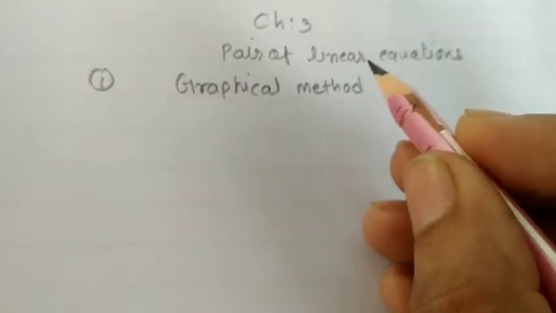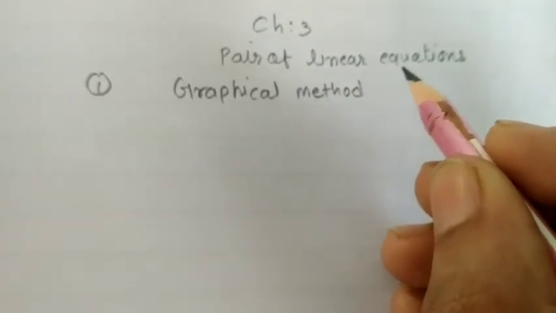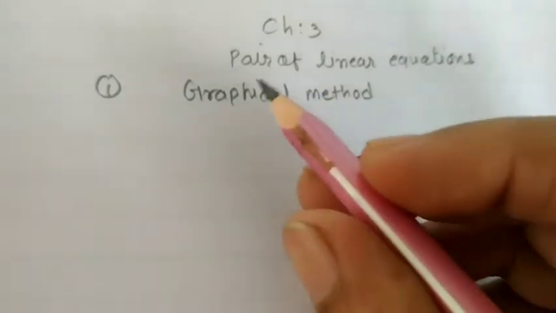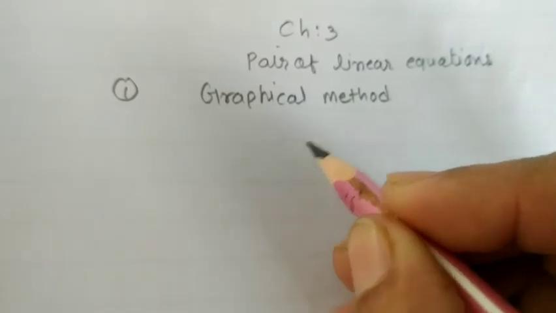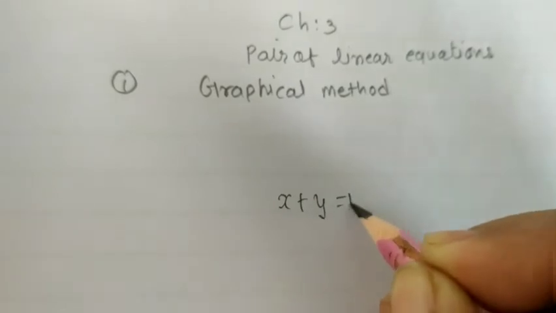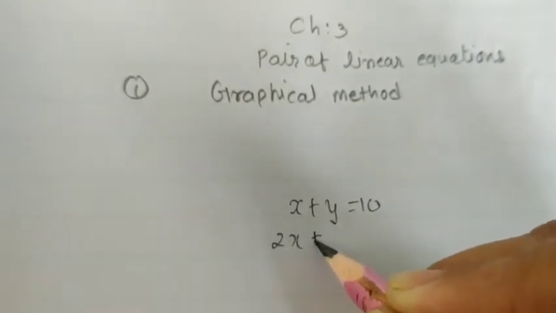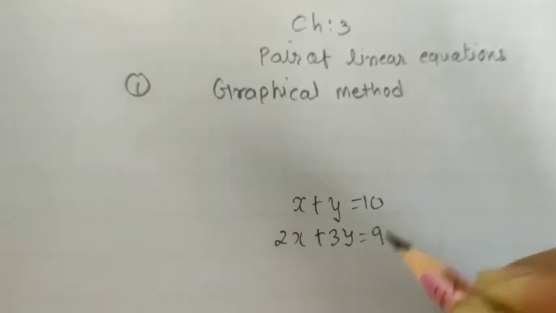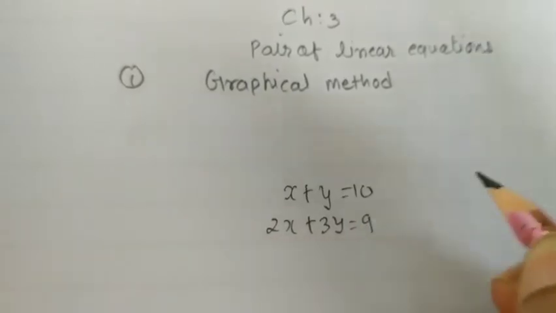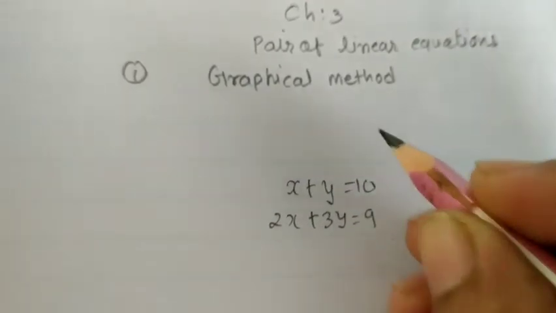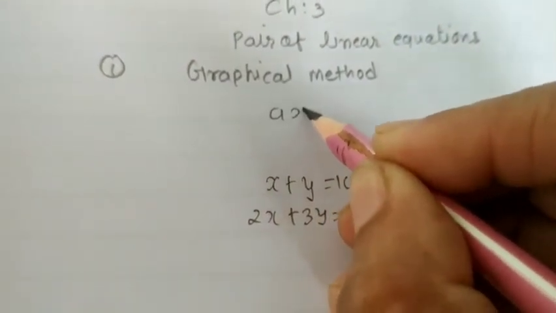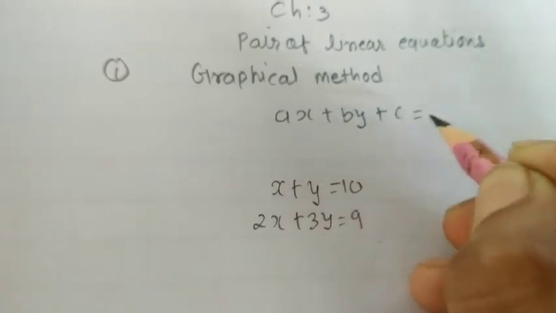We have discussed what is called a linear equation. If it is in the form of ax plus by plus c, then it is a linear equation. But what is called a pair of linear equations? If you have two equations, one of this kind and another of this kind, these are a pair of linear equations. If I ask you, is it in the form? You will say yes, it is in the form ax plus by plus c equals 0.